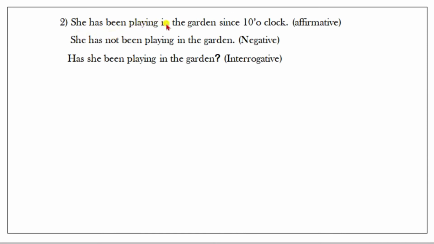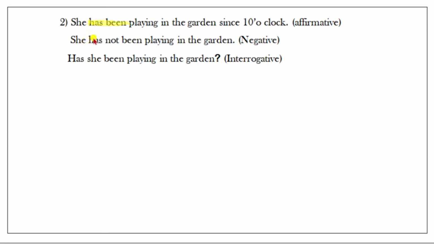She has been playing in the garden since 10 o'clock. It is an affirmative sentence. Here we use since, which indicates a point of time. Since the time is mentioned as a point of time, we use since. Have been playing indicates she started at 10 o'clock and is still playing now.